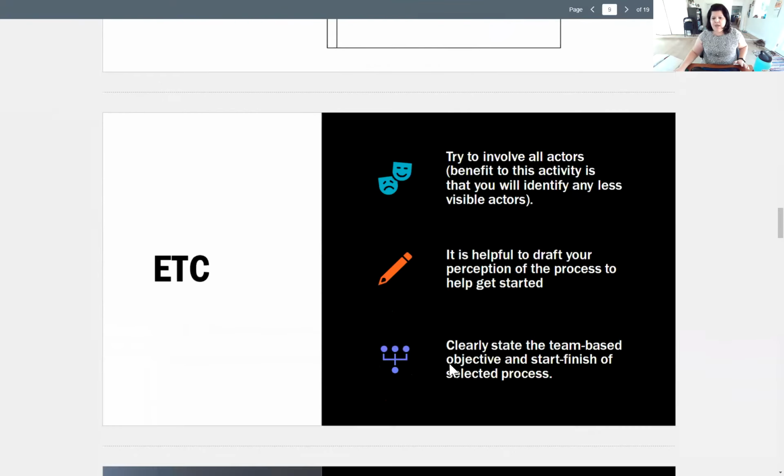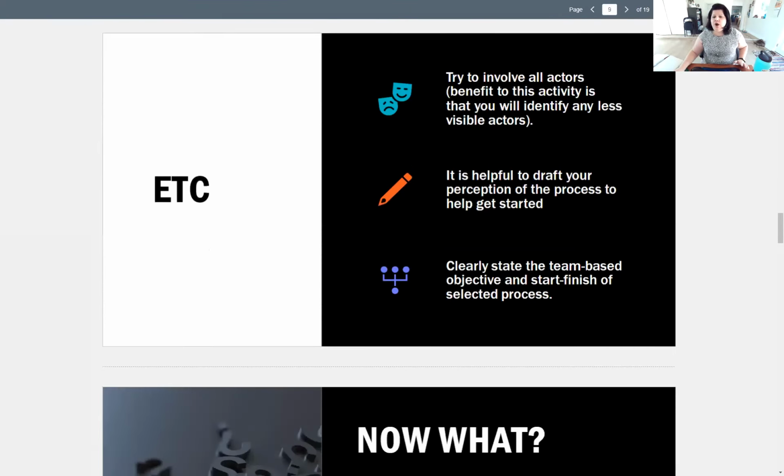So, just some helpful tips. You want to try to involve all actors, right? You may not identify everyone, but you do want to get eyes on it and be willing to make it an iterative process, because it is an iterative process. So do not be married to your first process. I said process a lot, but hopefully that makes sense, because it's going to change.